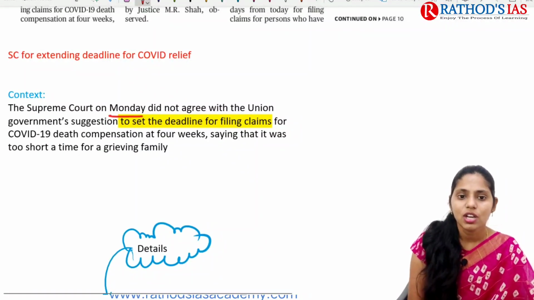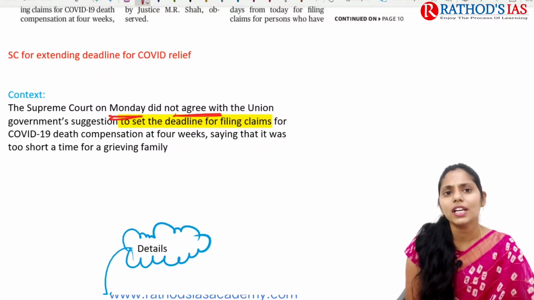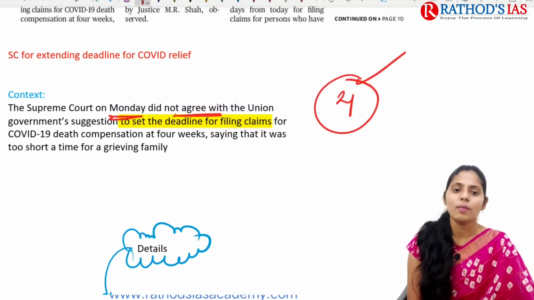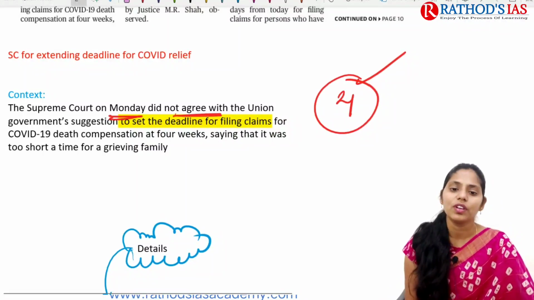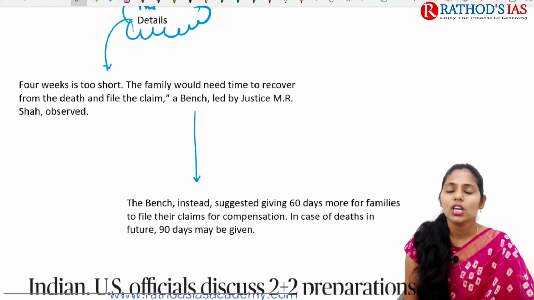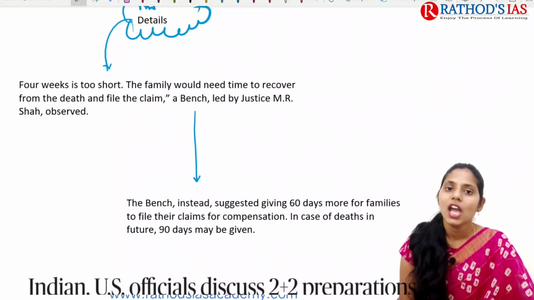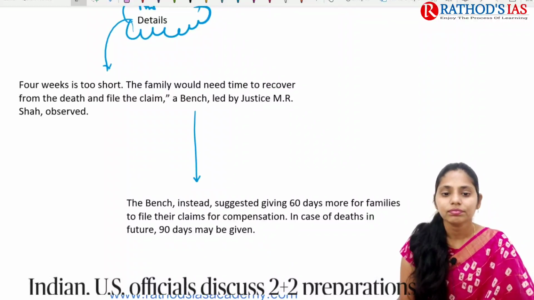If you see the context, it mainly says that the Supreme Court did not agree with the Union government's suggestion to set a deadline of 4 weeks for filing claims for COVID-19 death compensation. Okay, so the government said that compensation claims can be filed within 4 weeks, but the Supreme Court didn't accept it. 4 weeks is very, very short, because a family would need some time to recover from the death, and they have to come out of that loss.